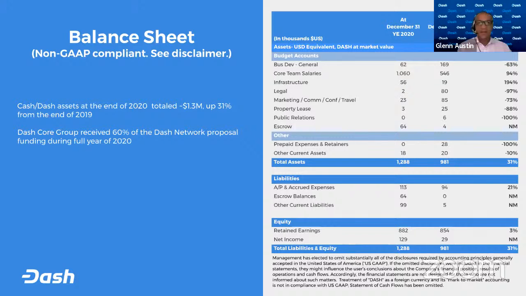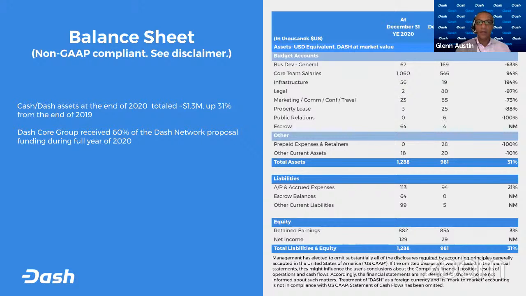Yeah, I'll cover this. I'm Glenn Austin, and I'll provide you with an update on our full year 2020 results. First, some of the typical disclosures. All of our accounting is conducted in USD to provide a stable picture of our financials. And since we are using mark-to-market accounting for our holdings of Dash, we are not reporting in accordance with US GAAP.